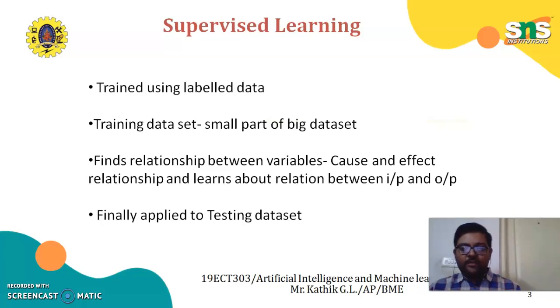After the training process is completed, the developed model or the system is tested using a testing data set. If the testing data set works well with the developed model, then the model is deployed into the real time. This is supervised learning, where there is a training process involved.